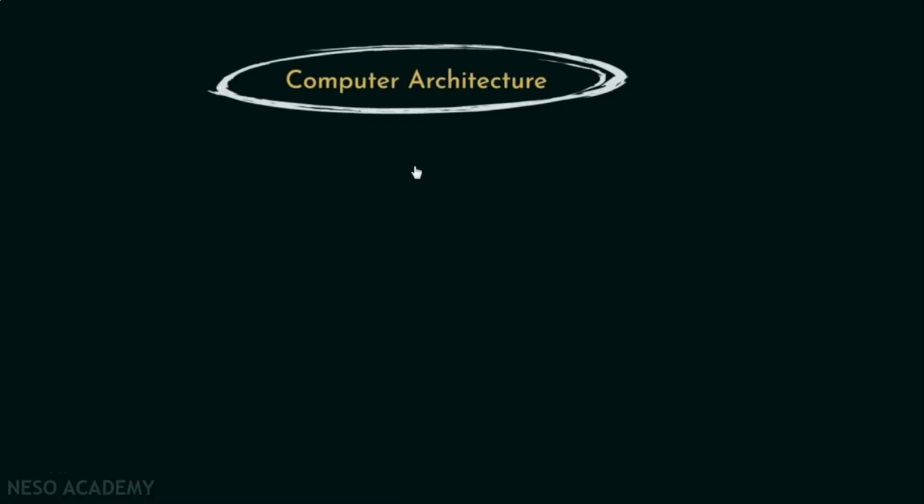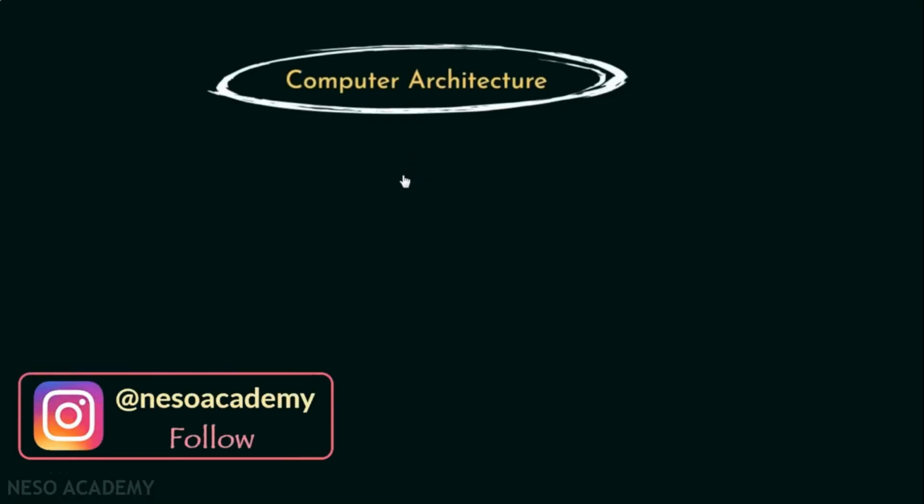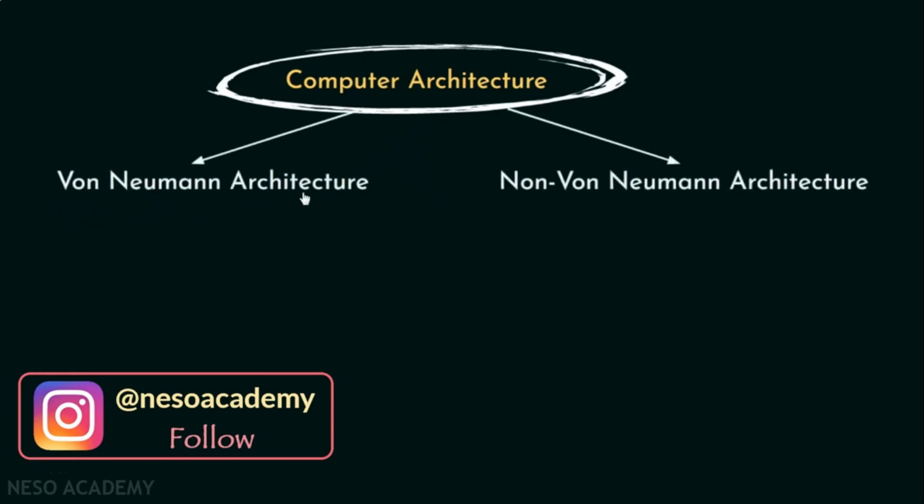Now, coming to computer architecture's classifications, there are various models. Among them, we will be learning about two most popular approaches. So, let's start with the first one. Computer architecture is broadly classified into specifically two categories: von Neumann architecture and non-von Neumann architecture.